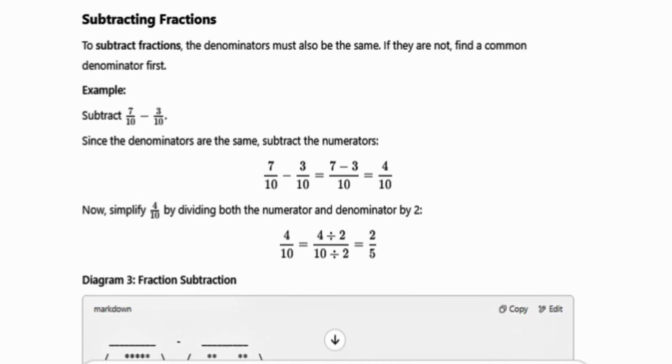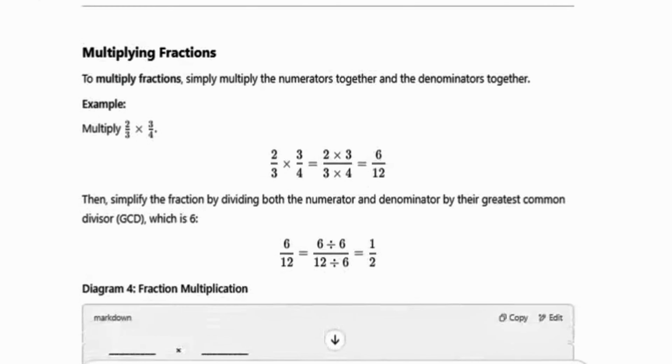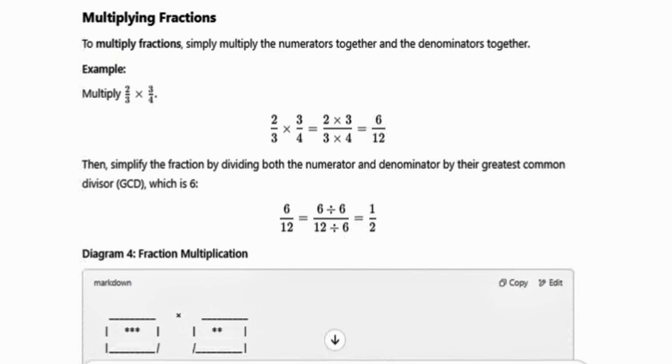Now, let's move on to multiplying fractions. To multiply fractions, we simply multiply the numerators and the denominators. Let's look at the example 2/3 times 3/4. 2/3 times 3/4 equals (2 times 3)/(3 times 4), which equals 6/12.